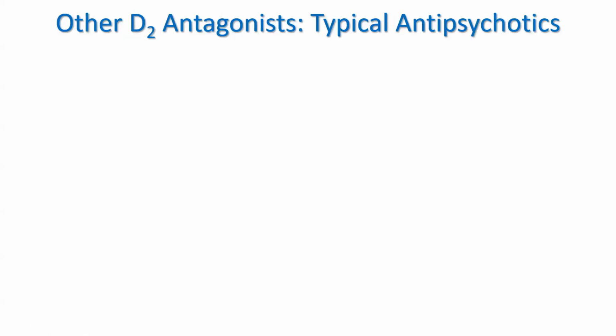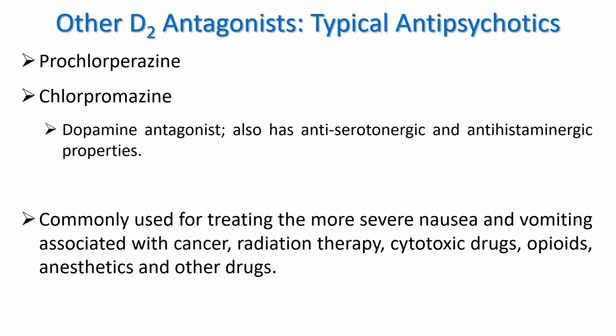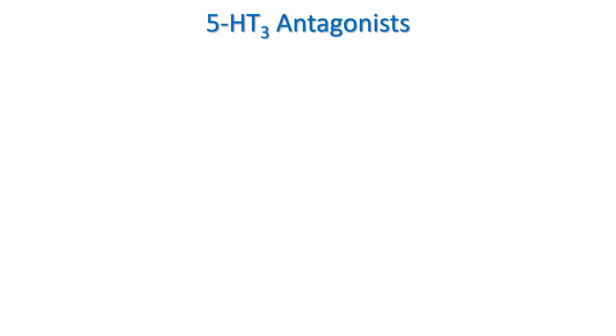And then you have other dopamine antagonists, which are typical antipsychotics, like prochlorperazine and chlorpromazine. They are dopamine antagonists, and they also have anti-serotonergic and antihistaminergic properties. So they are very strong antiemetics, and they are used for severe nausea and vomiting associated with cancer, radiation therapy, cytotoxic drugs, opioids, anesthetic drugs, and others. When we have severe problems, then we go to these drugs, because they have other adverse effects as well. You don't want to start with these drugs. They are probably third line.